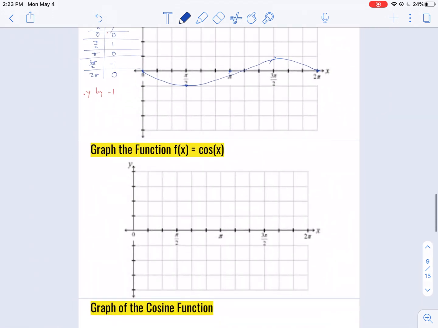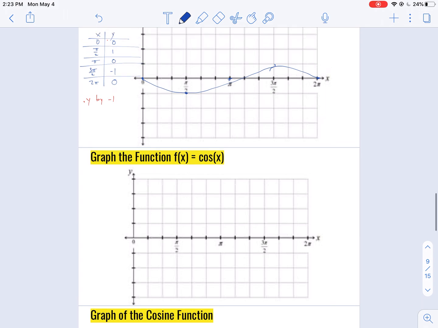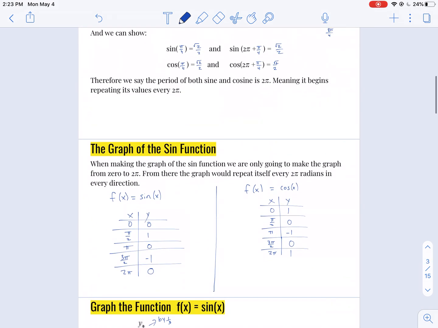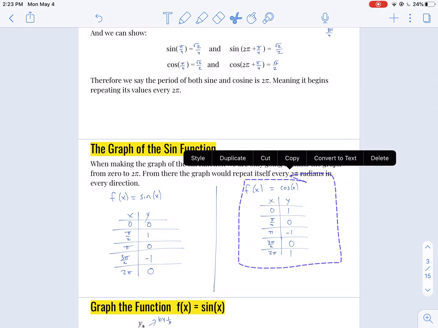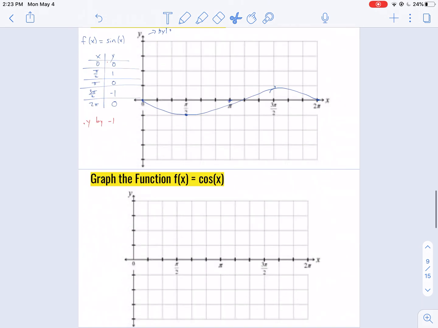Now, the function f of x is equal to the cosine of x. We've already done the table. The table for the cosine of x is all the way up here. So now we're going to go ahead and take that table of values, and we're going to put that with our cosine function.